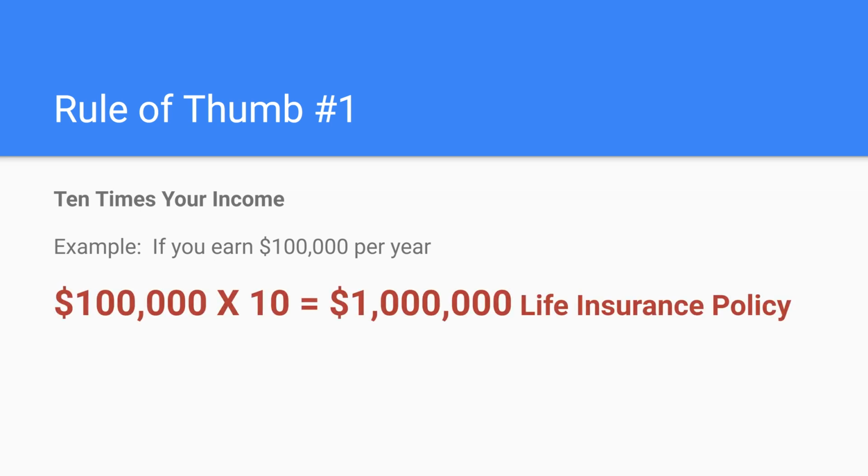The first rule of thumb is 10 times your income. It's pretty basic, but we're going to dive into the formula so you can see how simple it is. Let's say that you earn $100,000 a year. You take the $100,000, multiply it times 10, and that's going to be a $1 million policy. If you're earning that type of income, you need to at least have a $1 million policy as your death benefit.